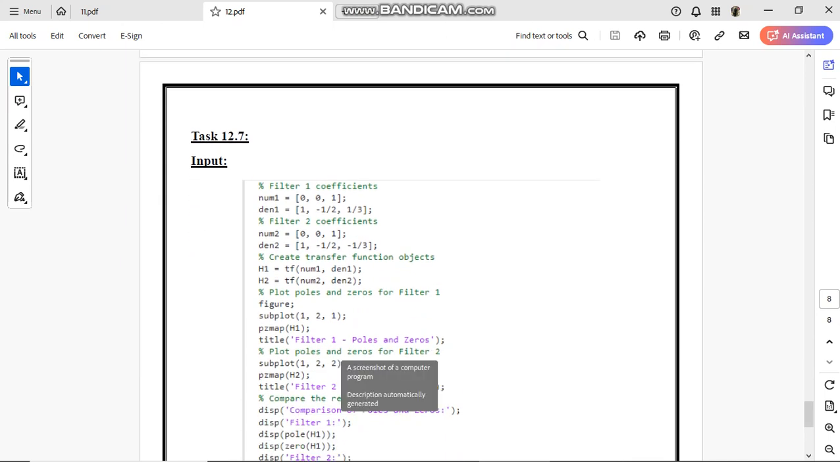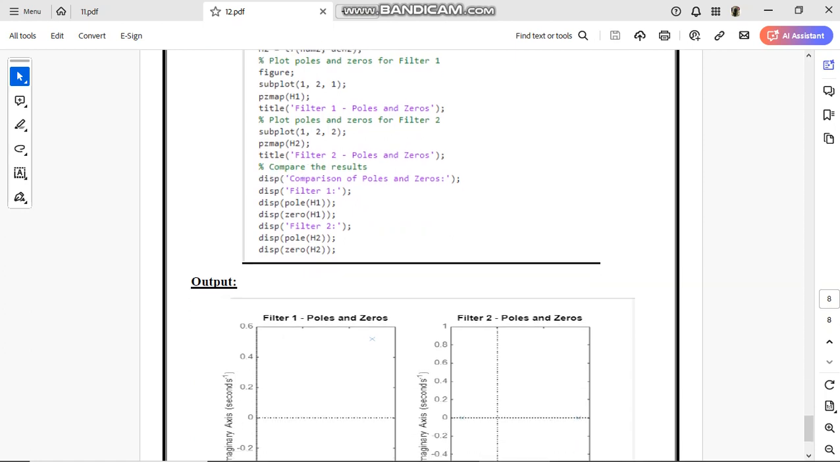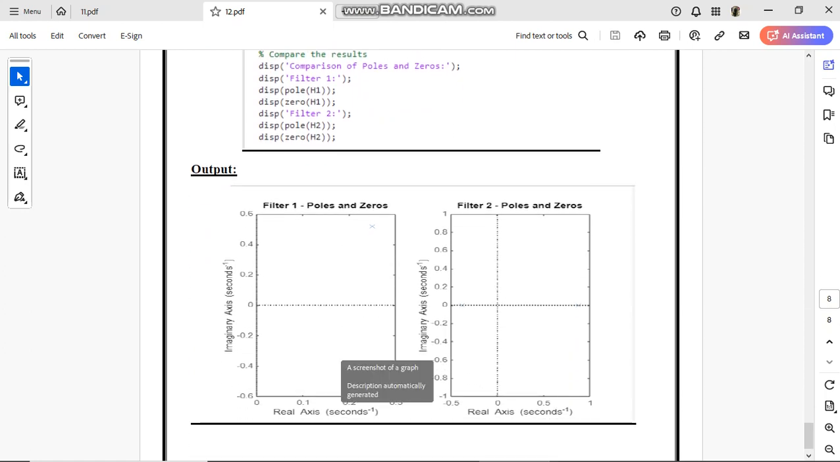The next, probably the last task of our lab, is task number 12.7. Filter 1 coefficients are numerator 1 0 0 1, denominator 1, minus 1, minus 1 by 2 and 1 by 3. Filter 2 coefficients are 0 0 1, 1, minus 1 by 2 and minus 1 by 3. Then I created transfer function objects, then plotted poles and zeros for filter 1 and for filter 2, and then compared the results. Here are the poles and zeros of filter 1, and here this one is the poles and zeros of filter 2.